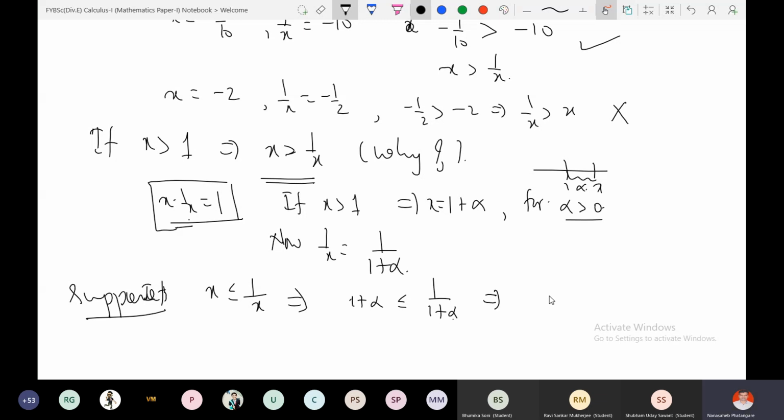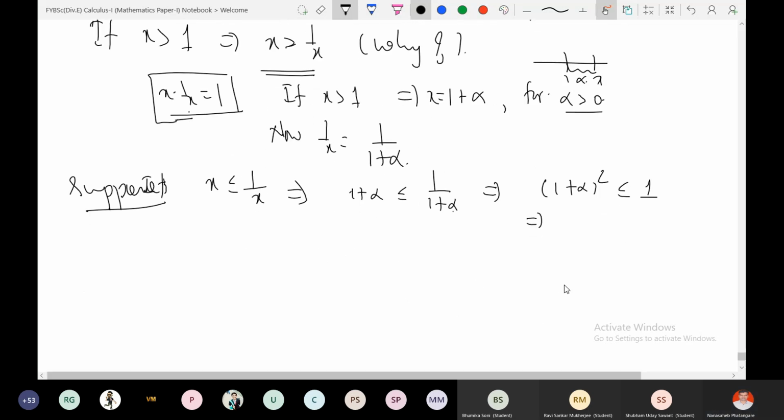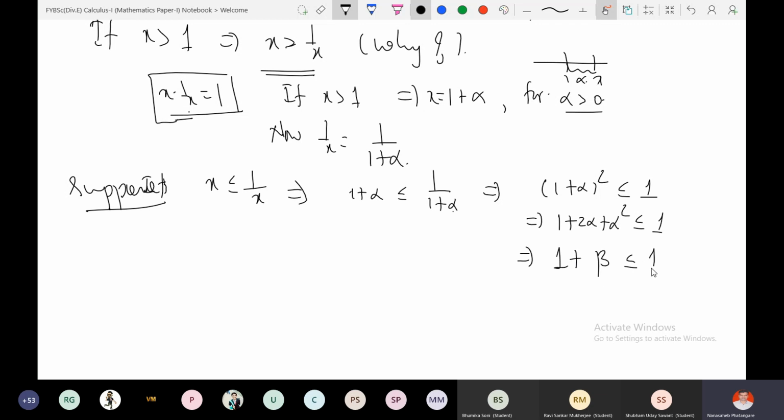So what will happen then? 1 plus alpha square is less than or equal to 1. That means, now expand this bracket. What is the expansion of this bracket? Am I right? So whatever I am writing is correct? Yes, sir. Now expand this bracket. So 1 plus 2 alpha plus alpha square less than or equal to 1. Right. That means 1 plus some beta is less than or equal to 1. What is beta? 2 alpha plus alpha square, which is a positive quantity.